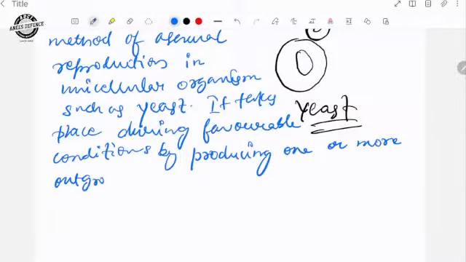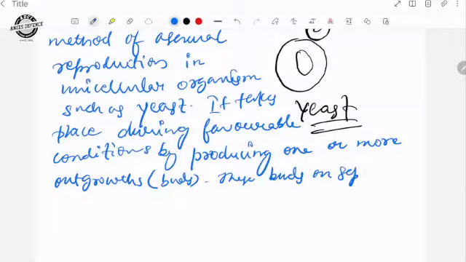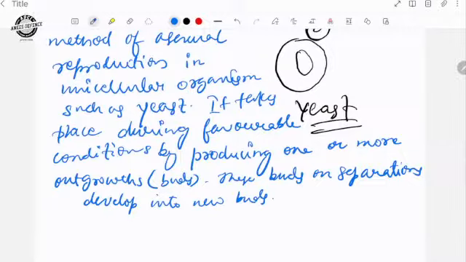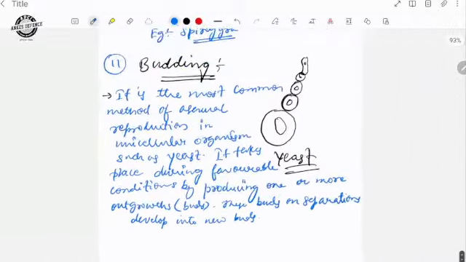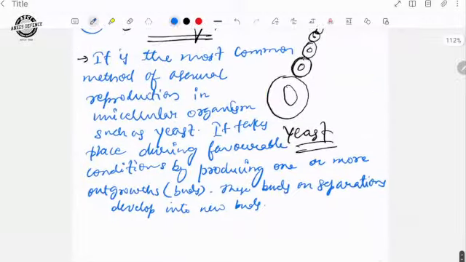What does outgrowth mean? Outgrowth means nothing but small buds. These buds separate, and on separation develop into new buds. Simply, this is the whole concept about budding. Now we can proceed further.